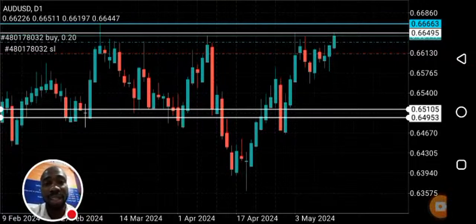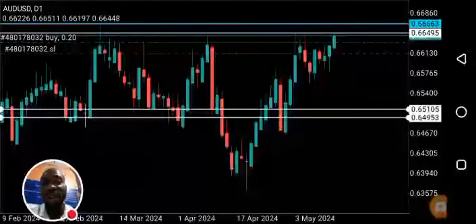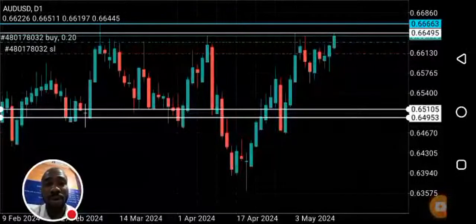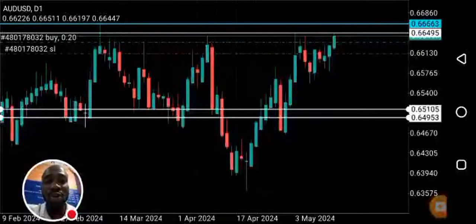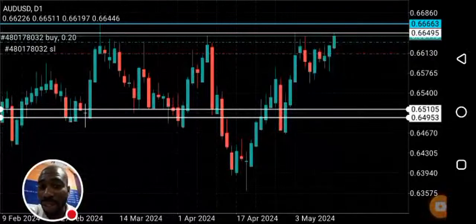Trading is a game of probability. You might have a good setup and the market will still go against you. That is why we use stop loss. You won't win all your trades. Some trades will go against you, irrespective of how good the setup looks. So always use stop loss and don't over leverage. Please don't over leverage.